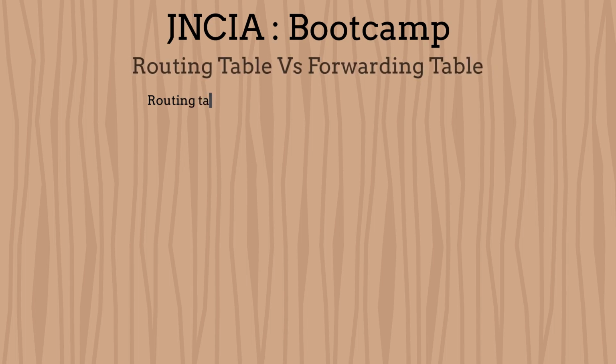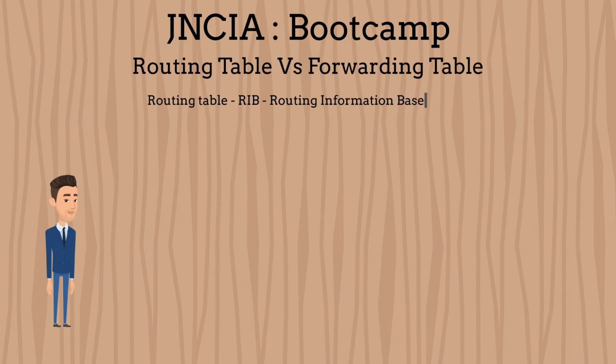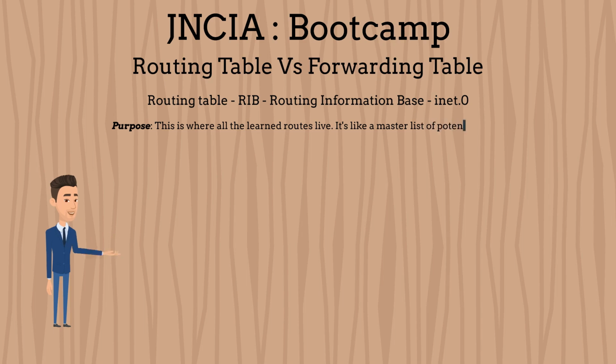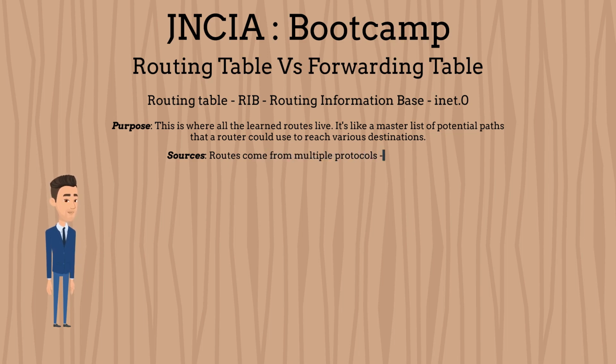Let's have a look at the routing table, the RIB, also known as the routing information base or INET0. So what is the purpose of the RIB? Well, this is where all the learned routes live. It's like a master list of potential paths that a router could use to reach various destinations. What are the sources of these routes? Well, they can come from multiple protocols like OSPF, BGP, RIP, static routes, connected interfaces, etc.